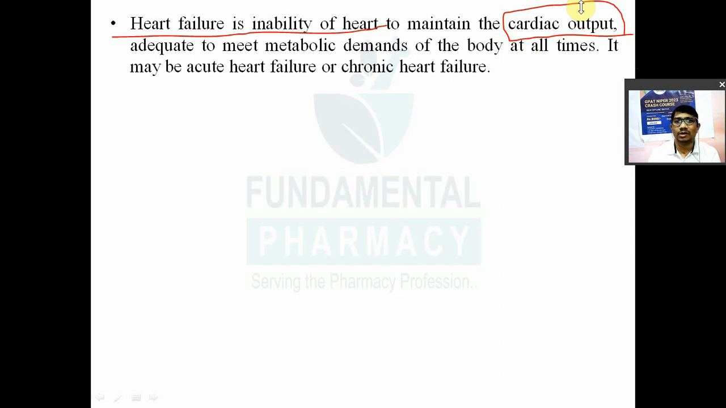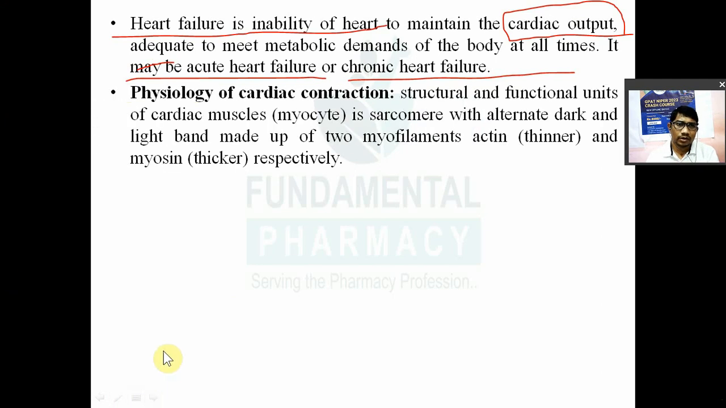Okay, so now physiology of cardiac muscle contraction. How does cardiac muscle contract? The structural and functional unit of cardiac muscle is the myocyte, which is a sarcomere with alternate dark and light bands made up of two filaments. Myo means muscle, filament means strip. There are two myofilaments: one is actin and the second is myosin. Actin and myosin are the two myofilaments in the heart.